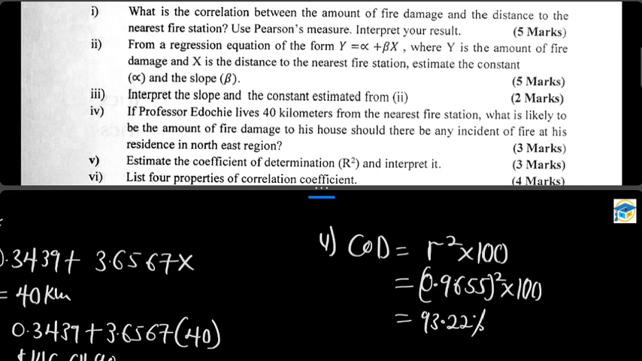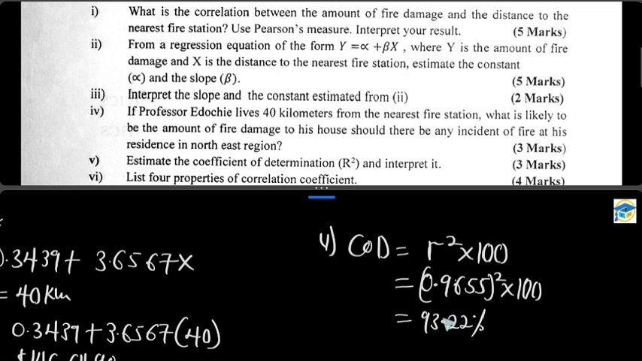Hence, the longer the distance, the higher the fire damage, and vice versa. This is what we mean. With our correlation coefficient, we have a strong relation between the distance and the amount of fire damage. So the coefficient of determination tells us the proportion of variability in one variable that can influence another variable. But note, we are not talking about causation here, so you need to get this right.